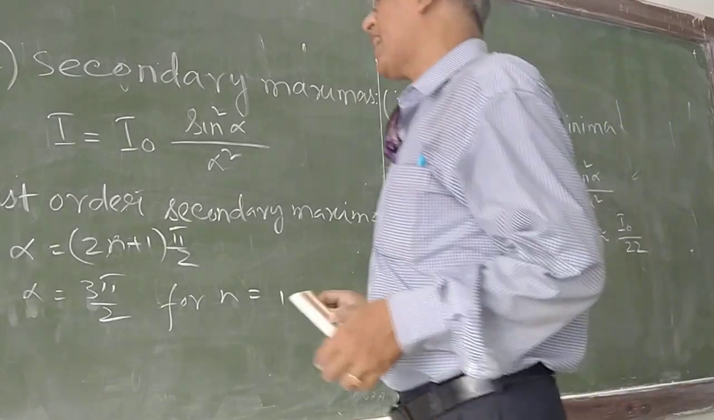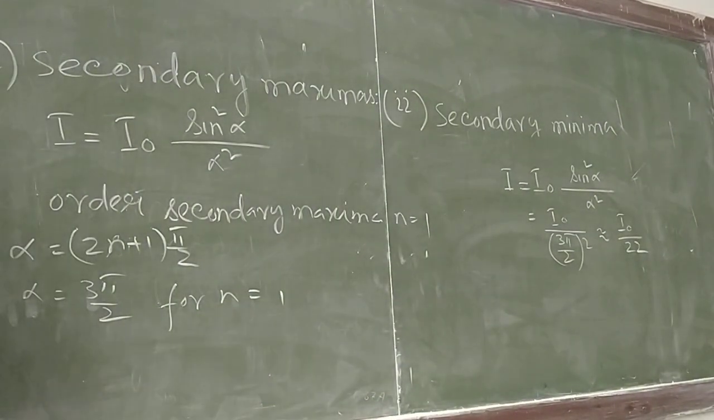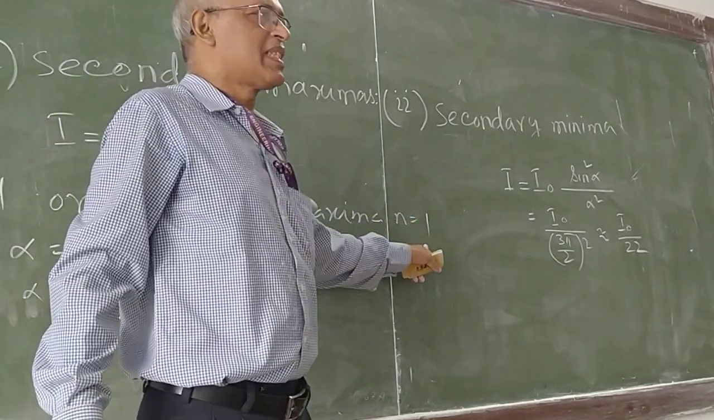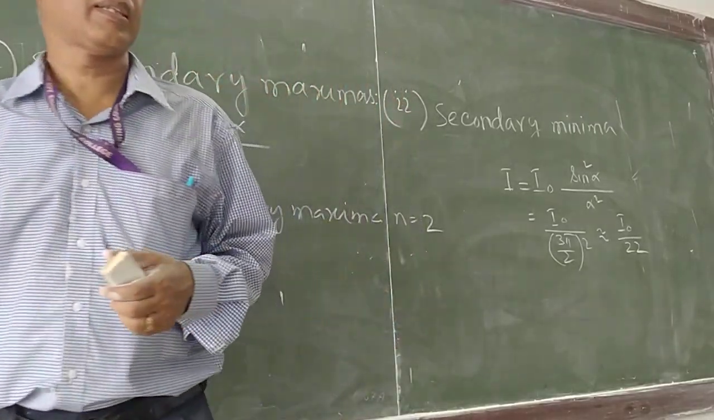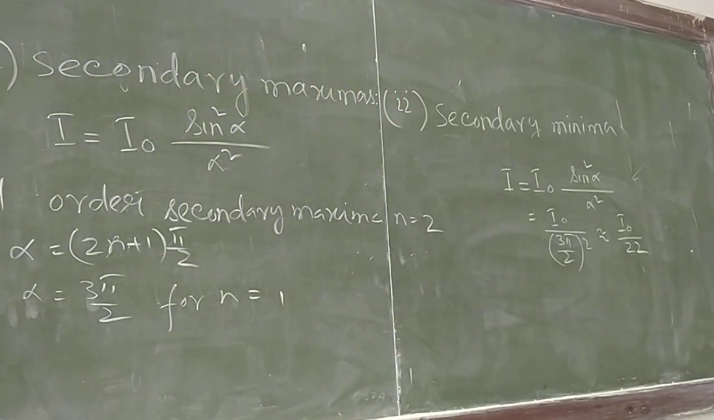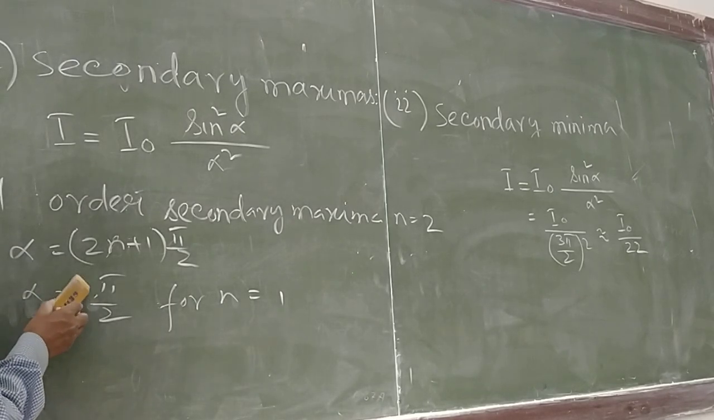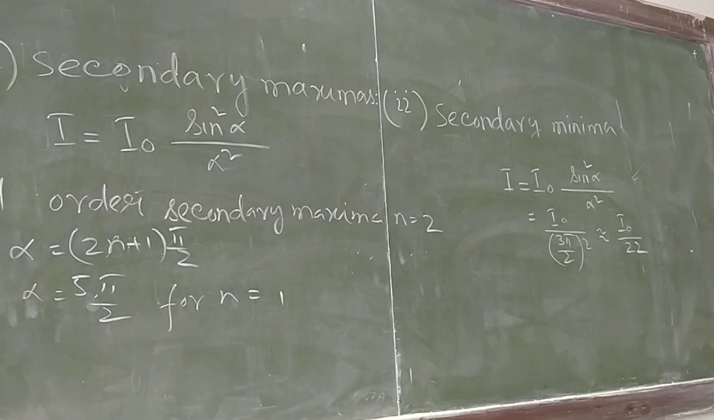Acha, first order. Give a heading. Second order. What do we aim value? N is equal to 2. Write down this first. This will be 5 pi by 2. 2 into 2, 4 plus 1, 5 pi by 2. N is equal to 2, sorry. N is equal to 2.